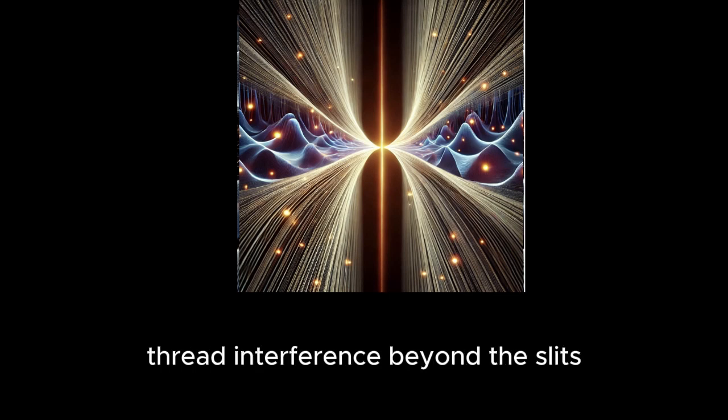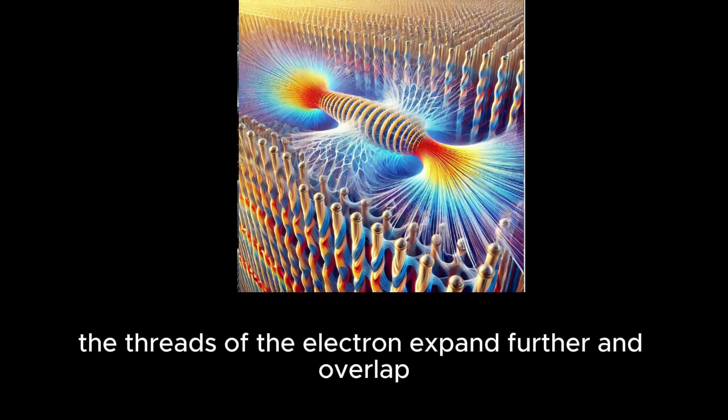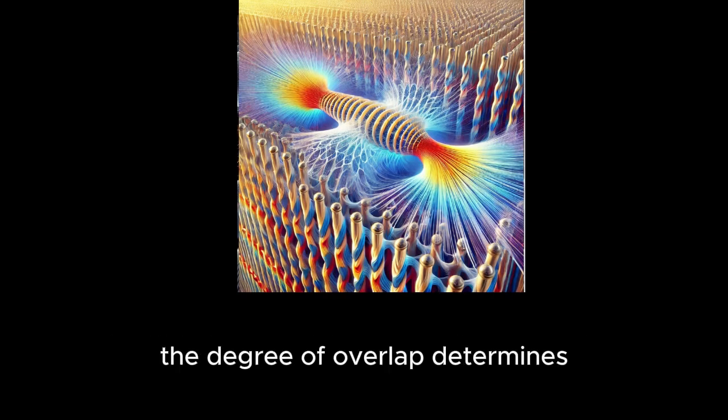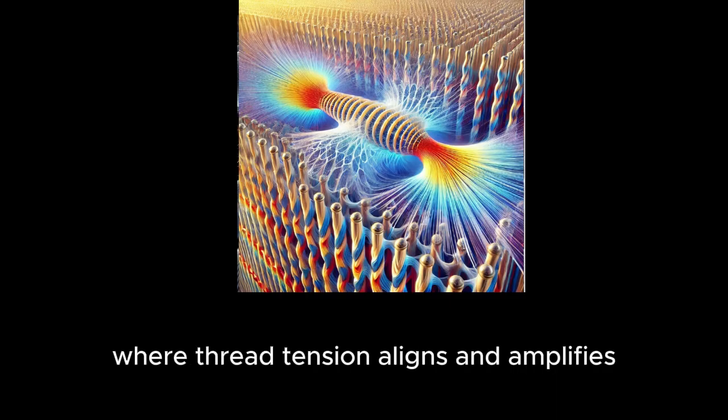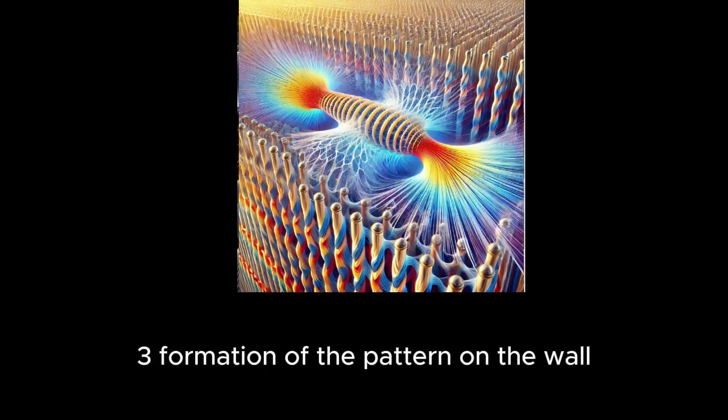thread tension. Thread interference beyond the slits: after passing the slits, the threads of the electron expand further and overlap. The degree of overlap determines areas of constructive interference, where thread tension aligns and amplifies, and destructive interference, where thread tension cancels out, creating low energy zones. 3. Formation of the pattern on the wall.